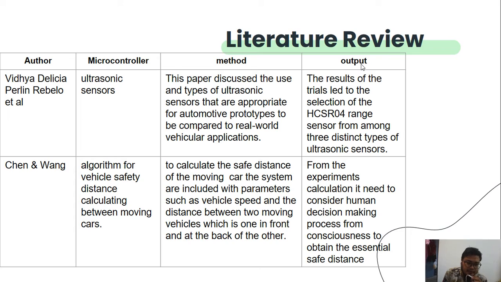Next, a microcontroller algorithm for vehicle safety distance calculation between moving cars. To calculate the safe distance of moving cars, the system includes parameters such as vehicle speed and the distance between two moving vehicles, one in front and one at the back of the other. For the output from experimental calculation, it needs to consider the human decision-making process from consciousness to obtain the essential safe distance.